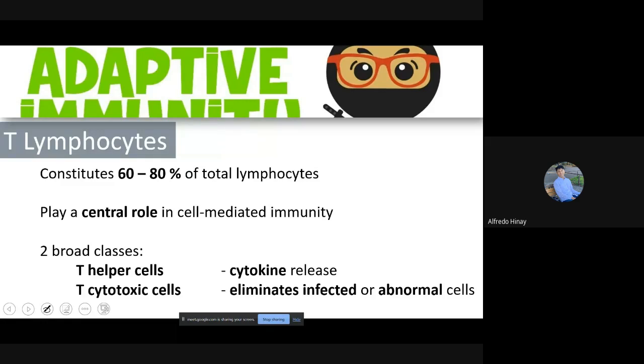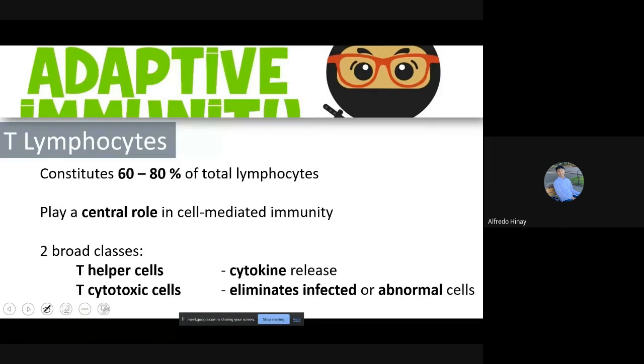So for your lymphocytes, class, T lymphocytes actually constitute around 60 to 80% of the total lymphocytes. That means there are more T lymphocytes than B cells. If it reaches 60 to 80, then only 20 to 40% of our lymphocytes are B cells. With this majority of the number, T lymphocytes play a central role in cell-mediated immunity. There are two types of T lymphocytes: T helper cells and T cytotoxic cells.